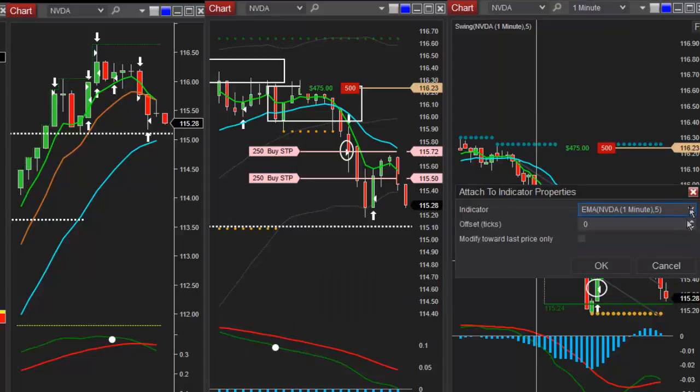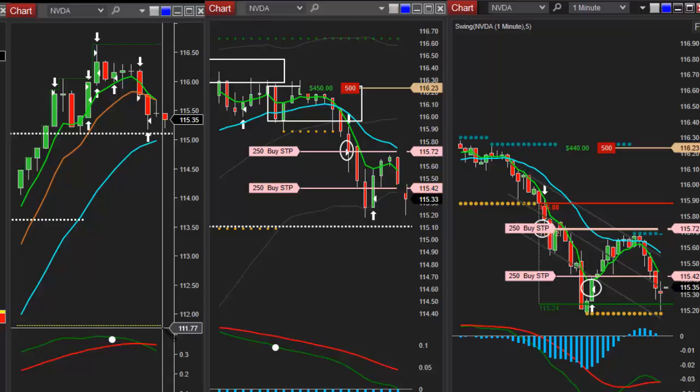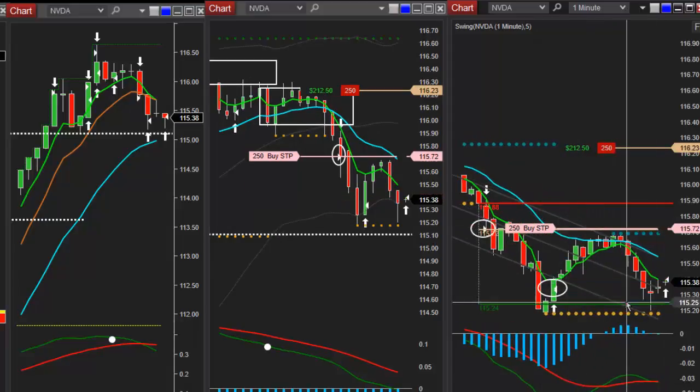NinjaTrader 8 has a really neat feature that will allow you to trail a stop and have it linked to any indicator that's on the chart. So I went ahead and I linked a trailing stop to the 5 EMA after splitting my 500 shares into 2 separate orders. I've got one that's ready to go in case support kicks in at the 115.24 area, and then I've got another 250 shares that I'm holding back at the previous swing high.